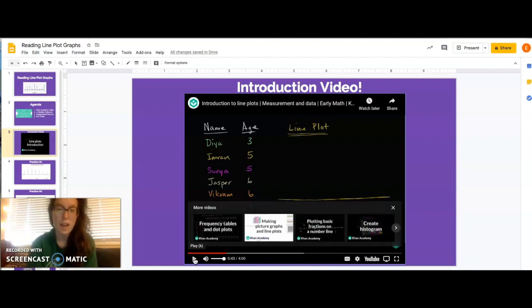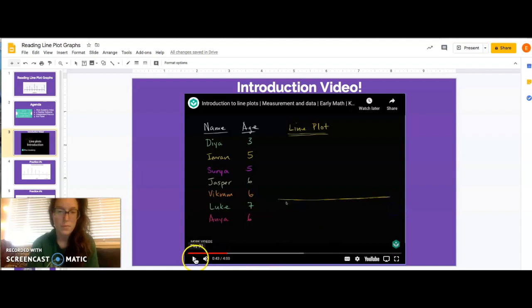So right there, he found the youngest and the oldest. So when we start making our own line plots, we're always going to have to find the smallest number and the largest number in the data set when we're making that line plot.